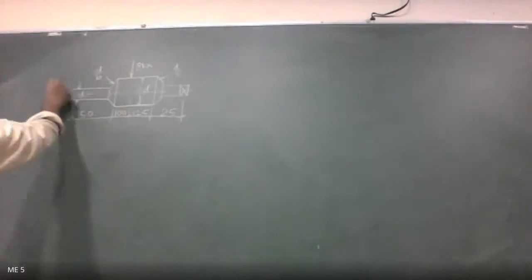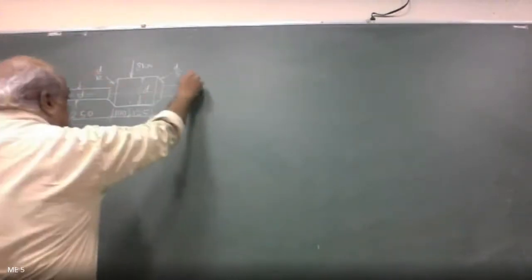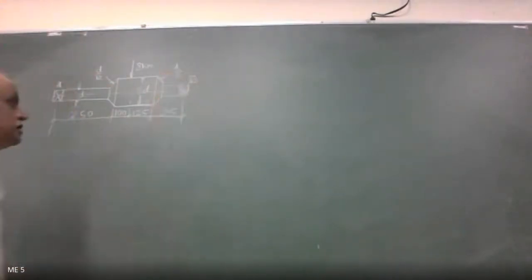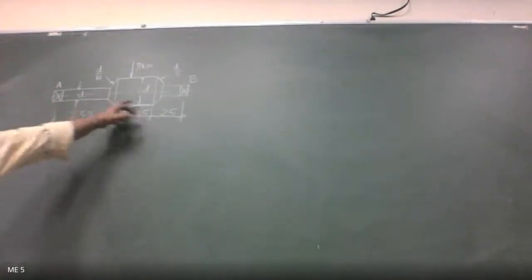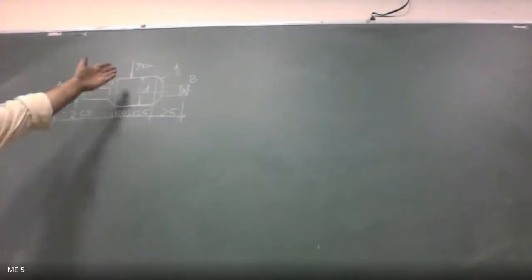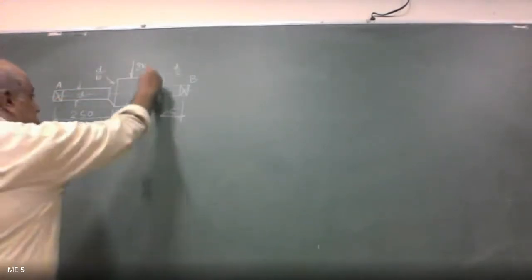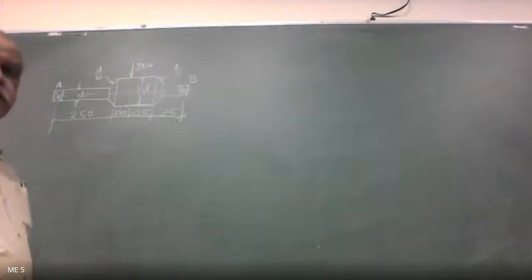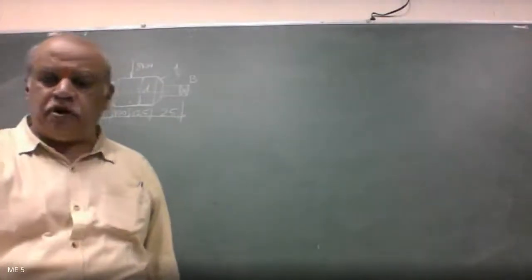So this we call it as end A, and this we call it as end B. That means there is a shaft which is mounted between two bearings, and the shaft is being loaded at some distance, with a load of 8 kilonewton. Please look into the book. I'll go through the problem again.